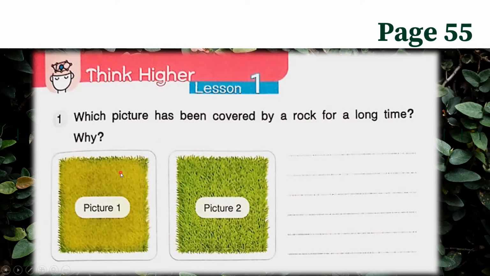If your answer is picture 1, then you're correct. Why? Why is it picture 1? Because it looks pale yellow. It is pale yellow because the grass did not get light for a long time, so it could not make enough food for itself.